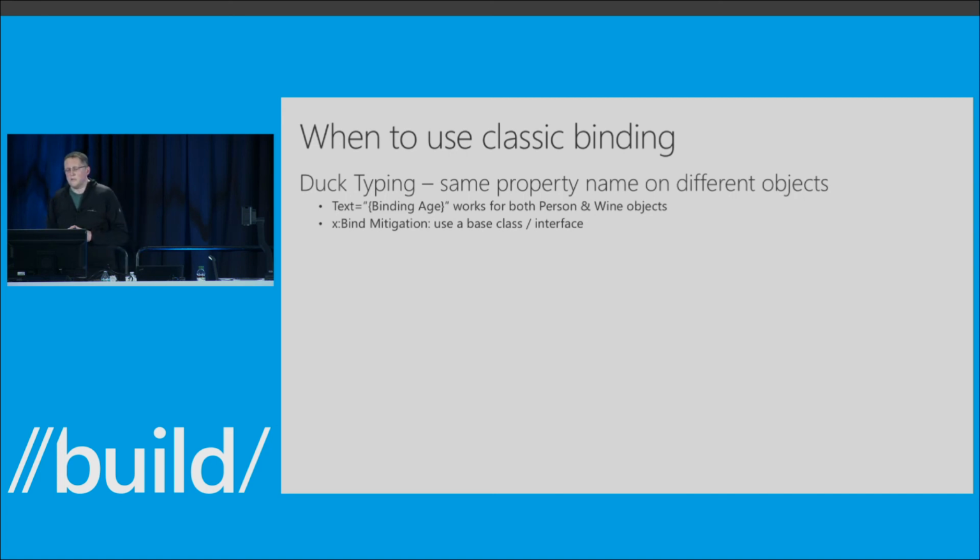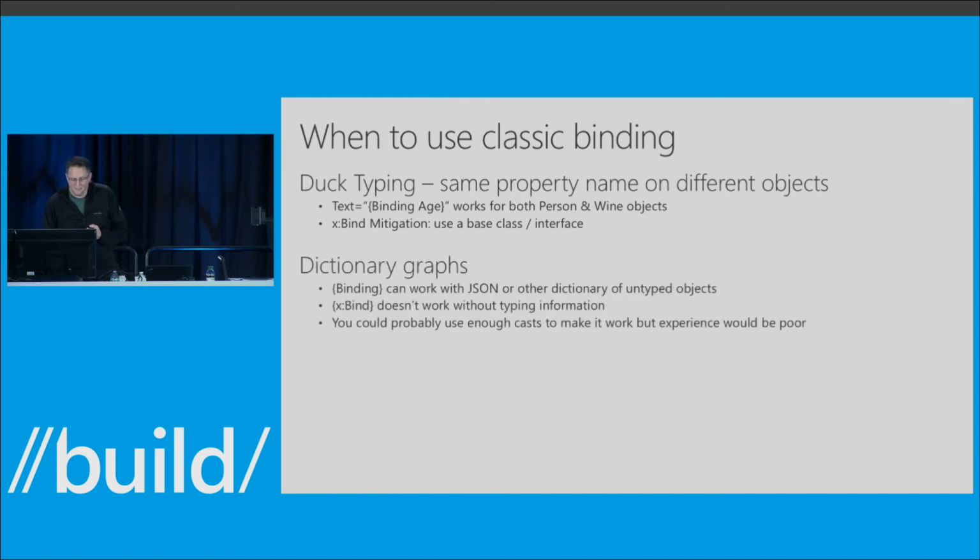And so what that means for classic binding is I could have a person object and a wine object, two completely independent objects, no base class or interface or anything between them. Both could have an age property. As far as classic binding is concerned, at runtime it's going to say, hey, do you have an age? Yeah, give me the value. Hey, do you have an age? Give me the value. And so it can work with those. With x:Bind, we need to know what type that is. Now, we do allow you to use a cast expression to specify a data type, but that's going to be a lot of work and isn't necessarily appropriate for all scenarios. In which case, continue to use classic binding.